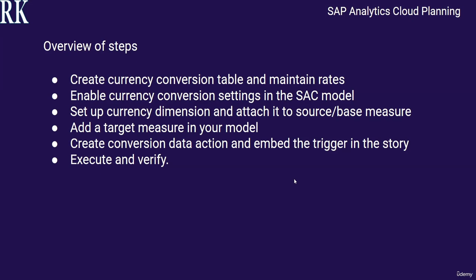So we have got the SAC model. In each model where we want the currency conversion to take place, we have to maintain these currency conversion settings in the SAC model. And then setting up the currency dimension and attaching it to the source or base measure. And the next step is adding a target measure in your model. We'll create a new measure to store the amount in group currency. And then we'll create the conversion data action, embed the trigger in the story, and then execute and verify. So these are the high-level steps that we are going to perform hands-on and see.